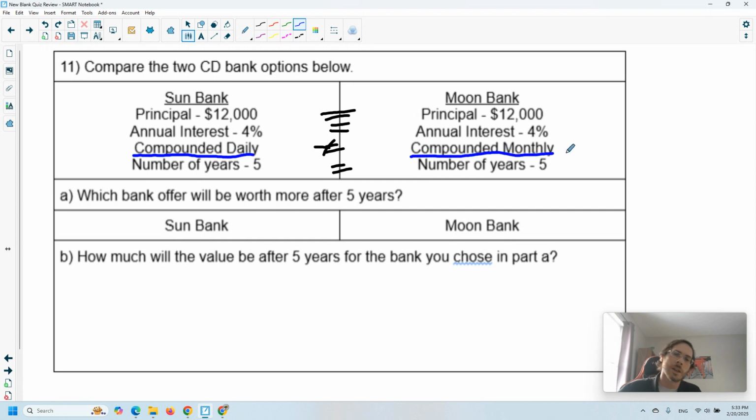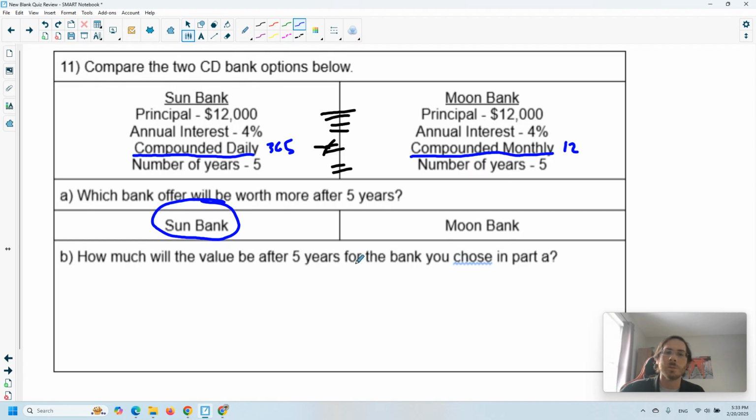So we said in class that the more often you're compounding, the more money you're going to make. So daily is 365 times a year. Monthly is only 12 times a year. So Sunbank wins because 365 is bigger than 12. So we're going to compound more. Then we have to actually figure it out.